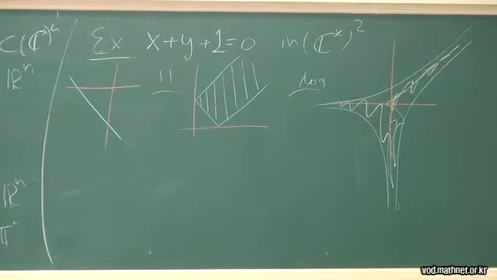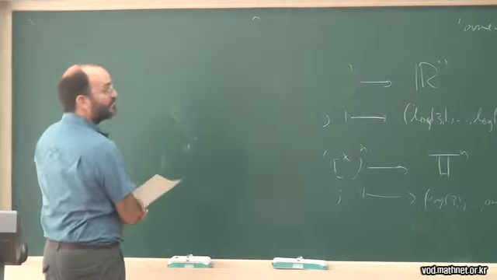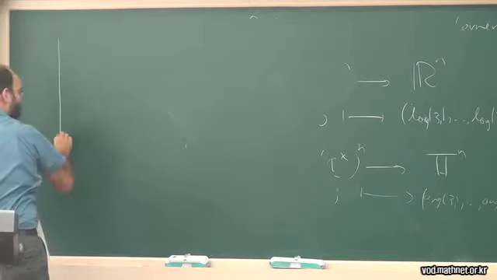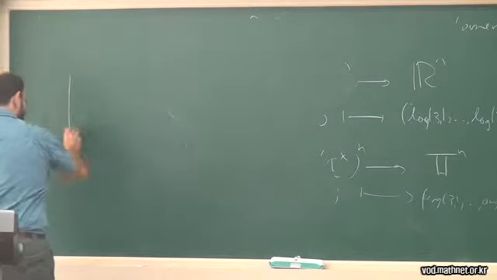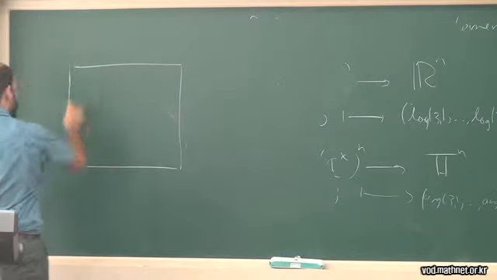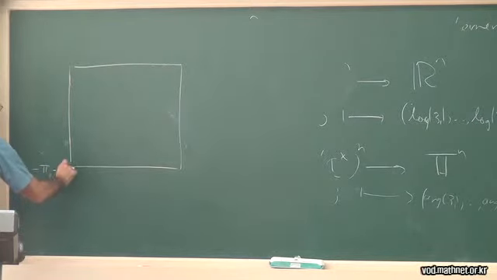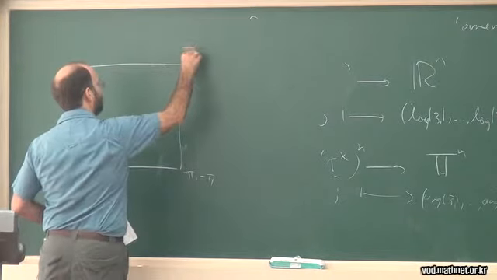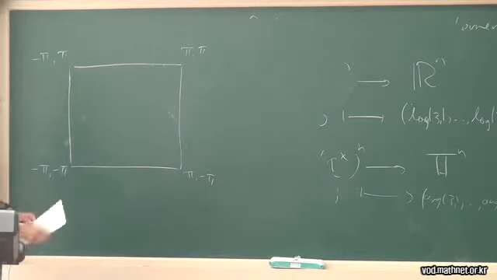Let's look at the coamoeba of a line. Here, it's the same line again. And for the coamoeba, it's nice to view it inside of a fundamental domain. So maybe I'll shift this over a little bit. The fundamental domain has corners negative pi, negative pi; pi, negative pi; pi, pi; negative pi, pi, and there's the origin. And this will be a fundamental domain.